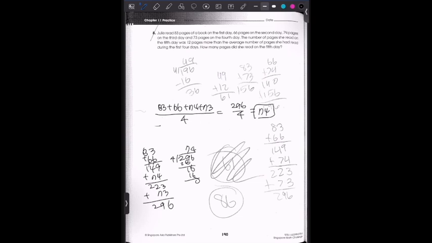And so on the fifth day, she read 12 more pages than the average. So she must have read 74 plus 12, which is equal to 86 pages. So our answer would be 86 pages on the fifth day.